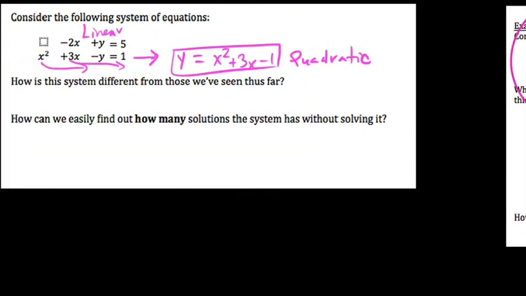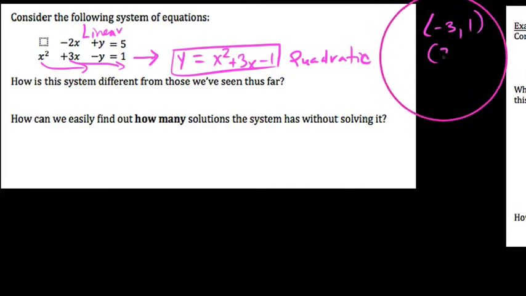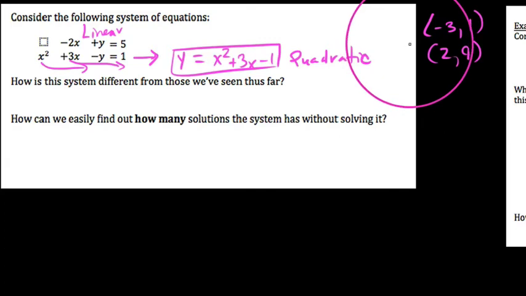If I had a graphing utility, of course, the first thing I do is just go graph it. So (-3, -1), and then (2, 9). These are what we suspect we're going to get when we look at this.